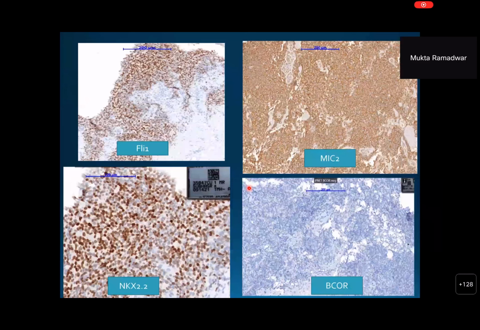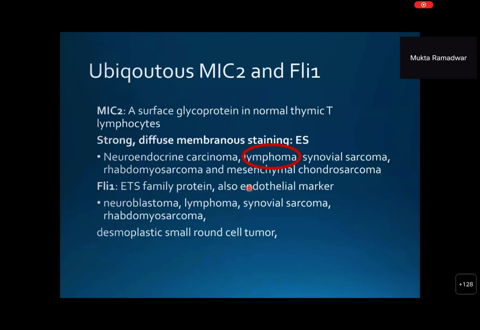So when I'm saying differential diagnosis of lymphoma, if you have the facility, add at least 2 lymphoma markers, not just LCA. And yes, absolutely, MIC2 is a very non-specific marker. I will be coming to this point again later. So let us move ahead.